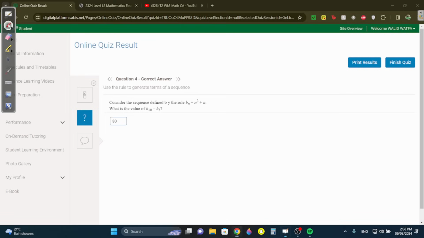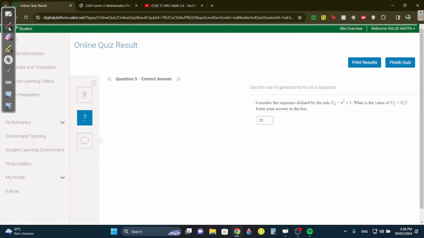This is very easy. Bn is n squared plus n. What's b10 minus b5? Okay, what is b10? b10 is 10 squared plus 10. Then what's b5? b5 is 5 squared plus 5. Because I'm just replacing the n. So 10 squared plus 10 is 110. 5 squared plus 5 is 30. 110 minus 30 is 80, because they're saying b10 minus b5.